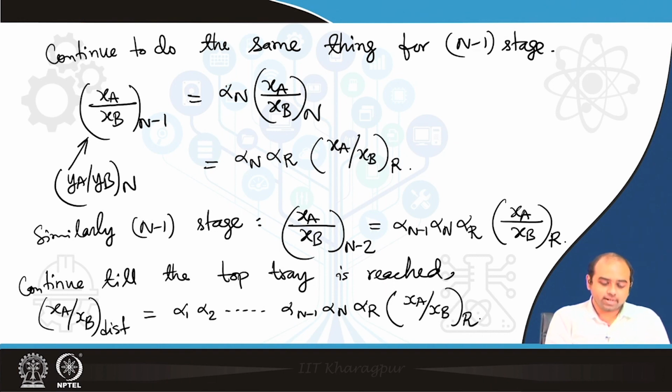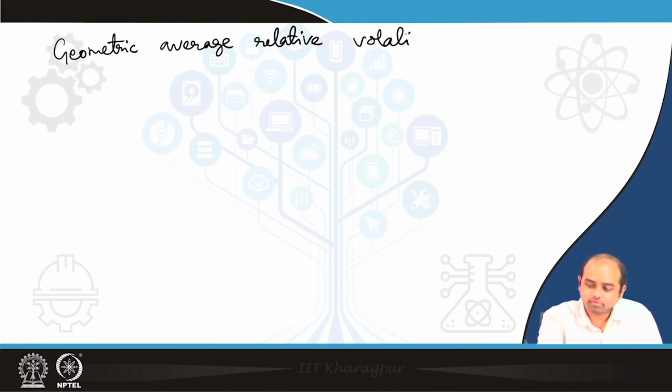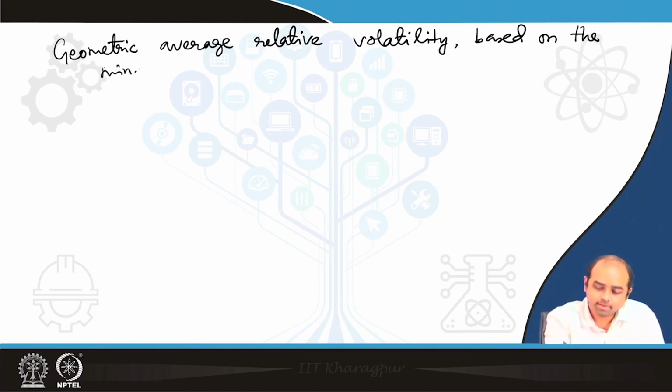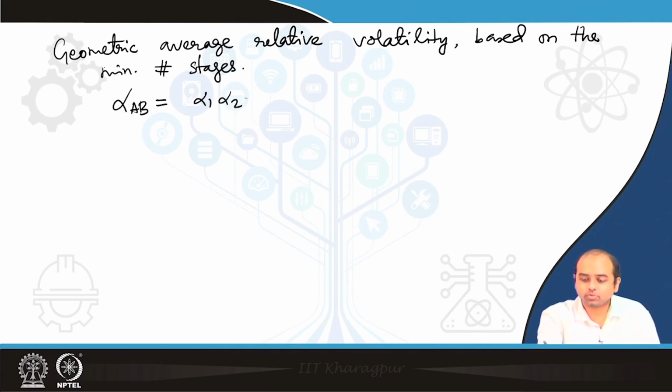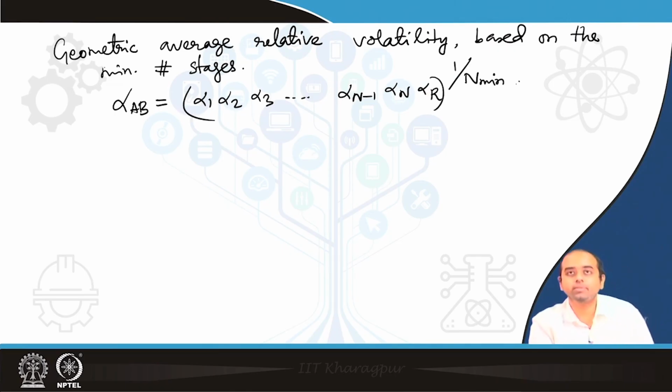Right. So if we try to define a sort of geometric average relative volatility based on the minimum number of stages, something like alpha AB is equal to alpha 1, alpha 2, alpha 3, up to alpha n minus 1, alpha n, alpha R, to the power 1 by n min. So this is the geometric mean for the minimum number of stages in this case.